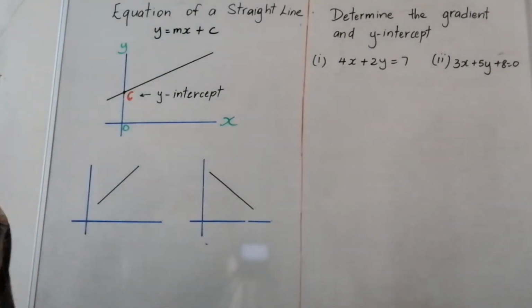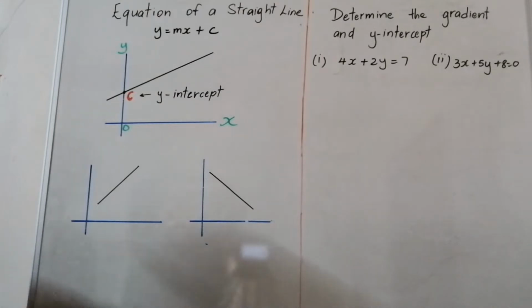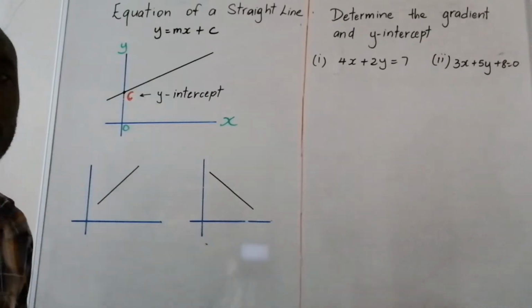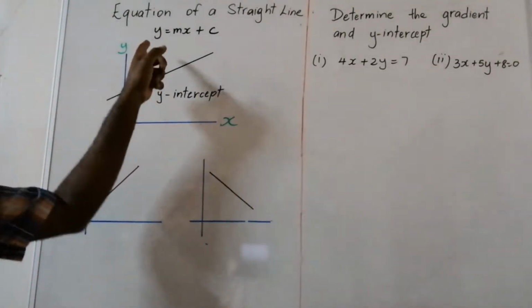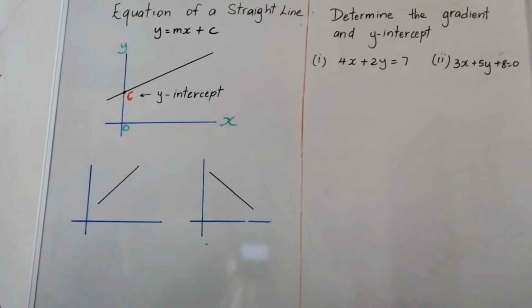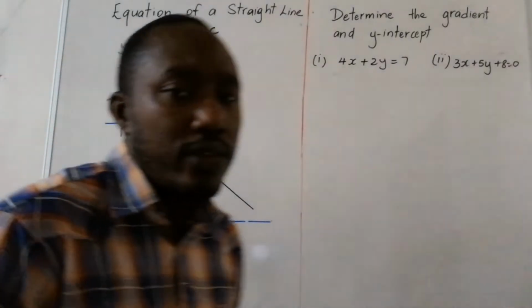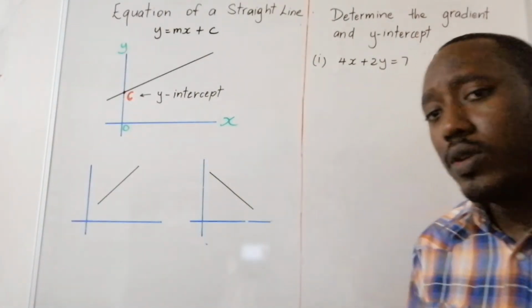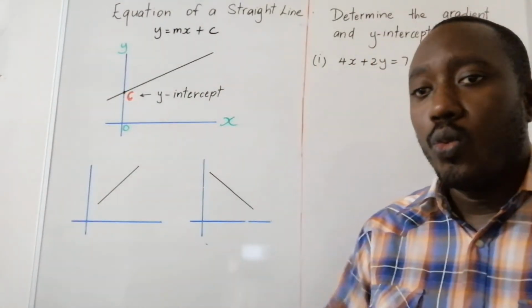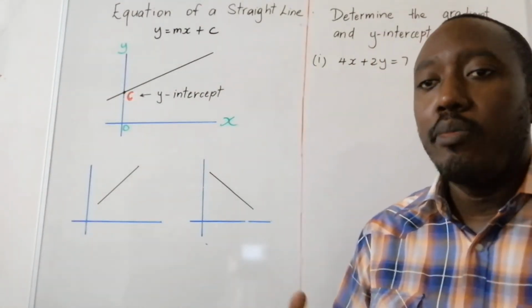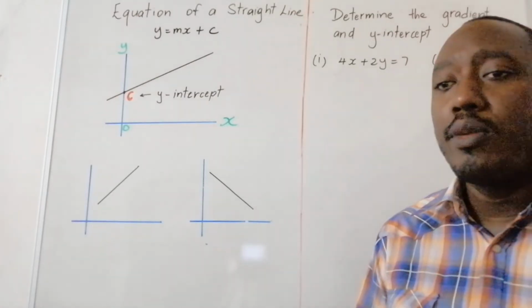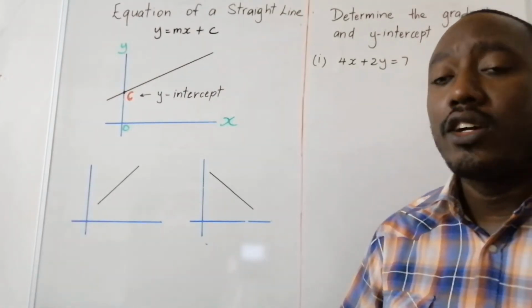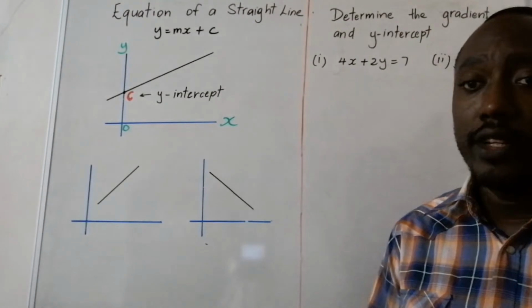Now, today we will talk about the equation of a straight line. The equation of a straight line is given in the form y equal mx plus c. Now, why is it important for us to know the equation of a straight line? Once we find the equation of the straight line, we could find every point on that line, no matter how long it is, every coordinate on that line.